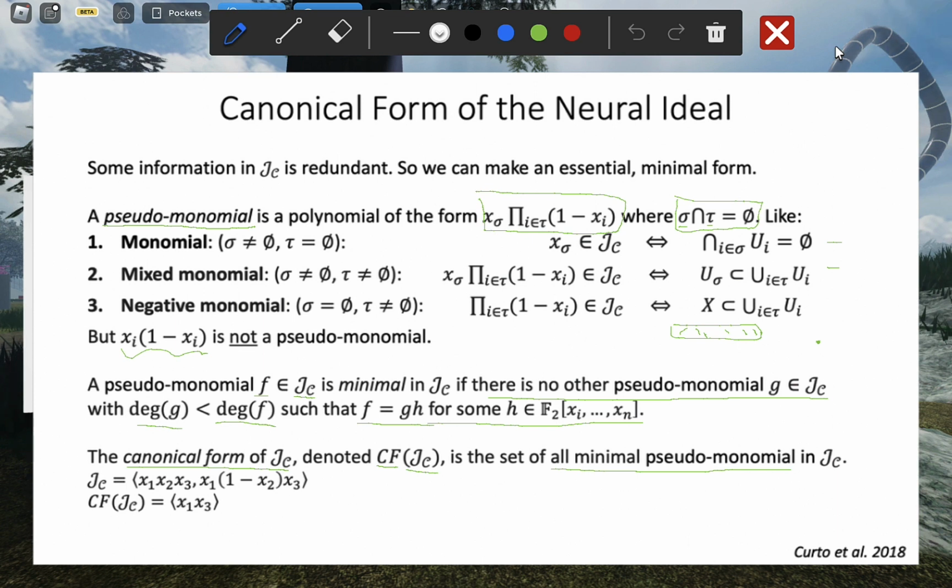For example, if you have J sub c as x1, x2, x3 as one polynomial, and then x1 times 1 minus x2 times x3, you can actually just have the shorter version, which is just x1 times x3. That will give you the same elements, right?